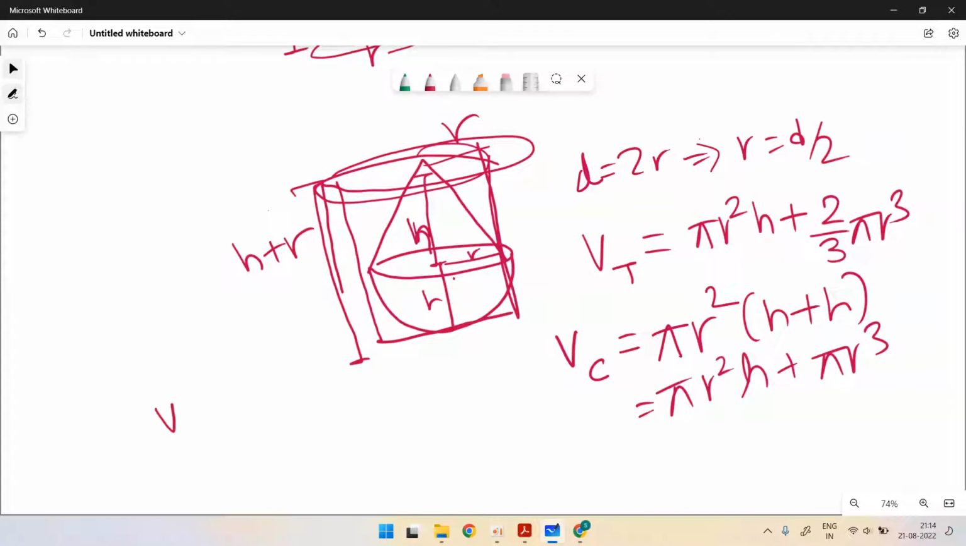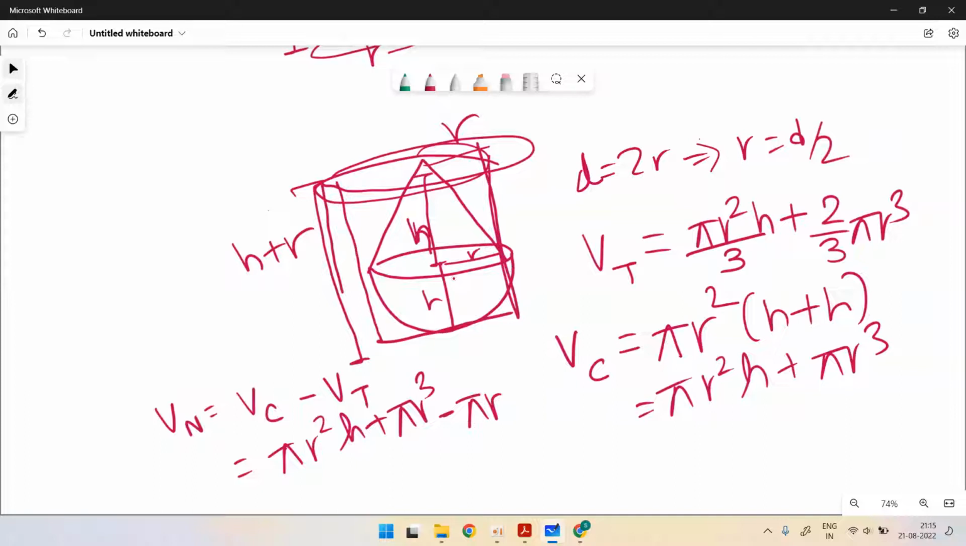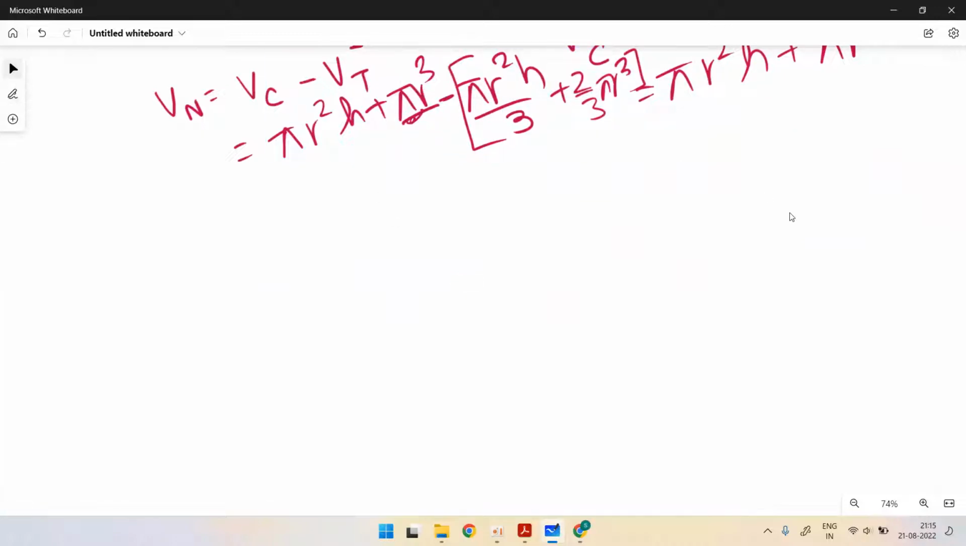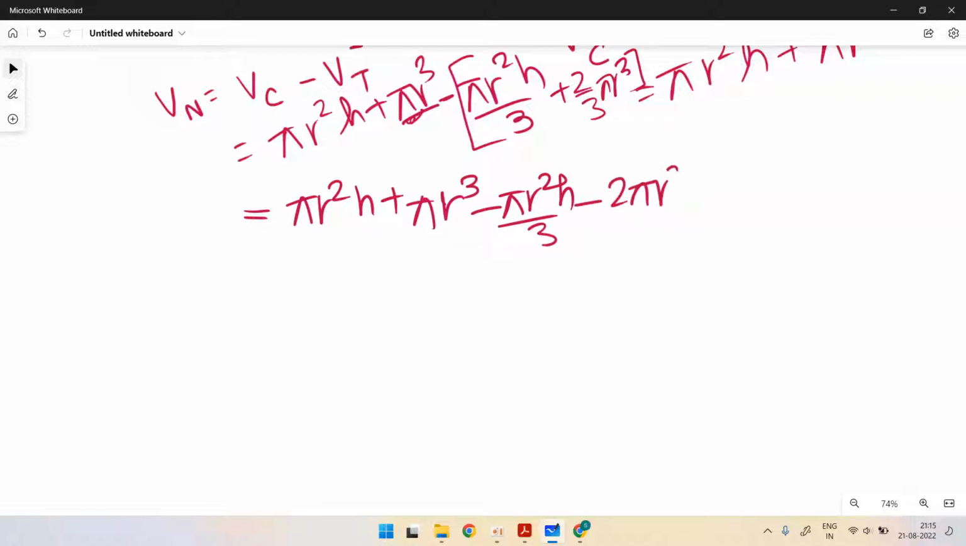Now, the net volume VC, cylinder minus VT: pi R square H plus pi R cube, minus pi R square H by 3, sorry, the volume of the cone will be 1 by 3, plus 2 by 3 pi R cube. So this will turn out to be pi R square H plus pi R cube minus pi R square H by 3 minus 2 pi R cube by 3.